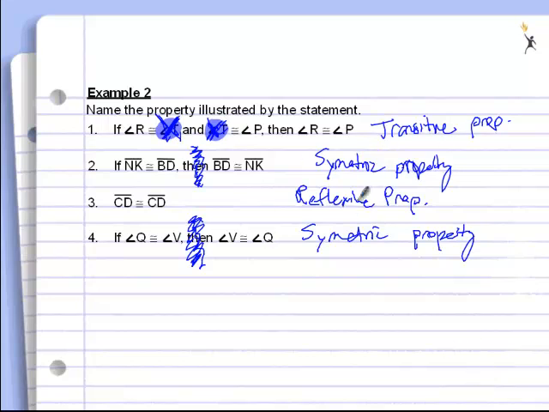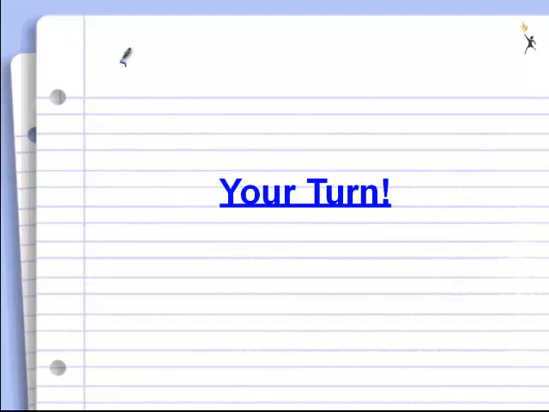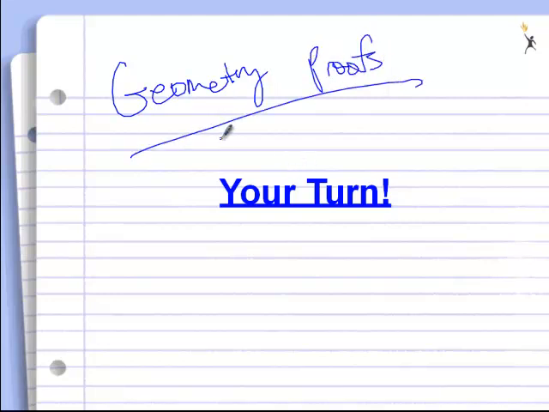Those 3 properties, the transitive, symmetric, and reflexive, you have to know. They will make your life easier or they will make your life significantly harder based on whether or not you remember them. So, let's kind of review. Geometry proofs: taking geometry ideas and using them to prove a problem.